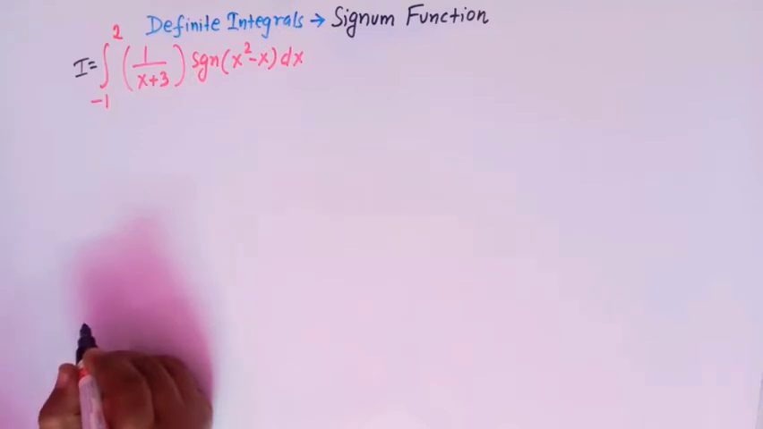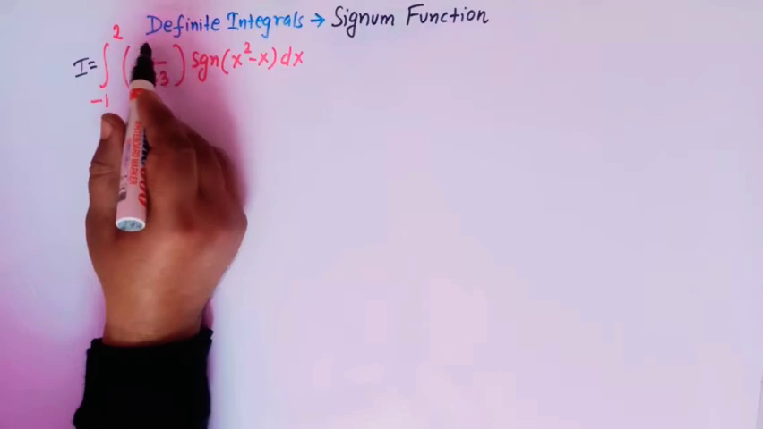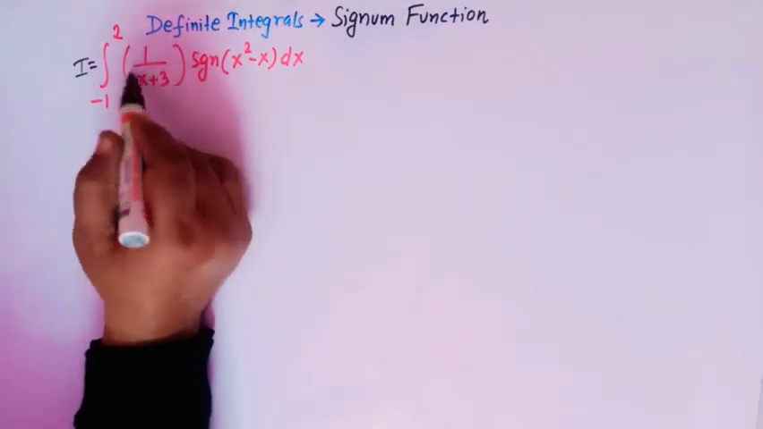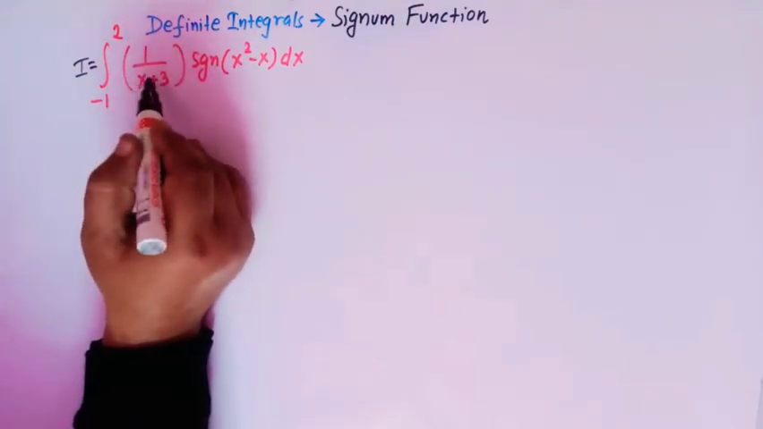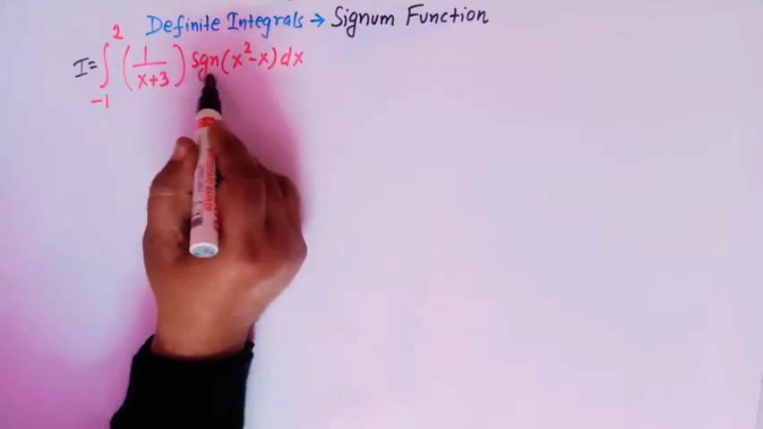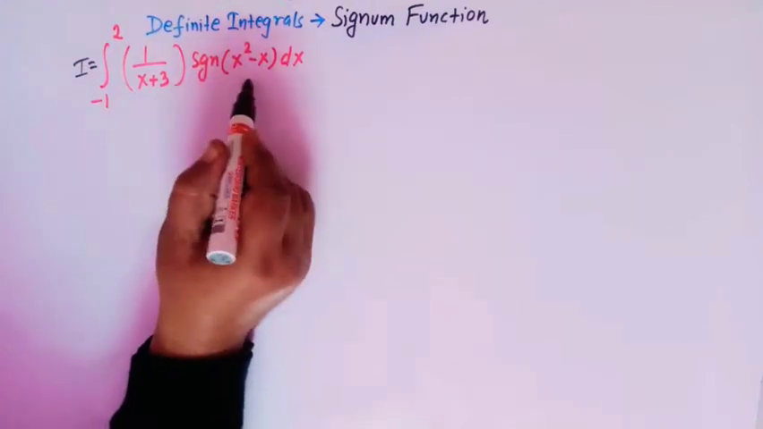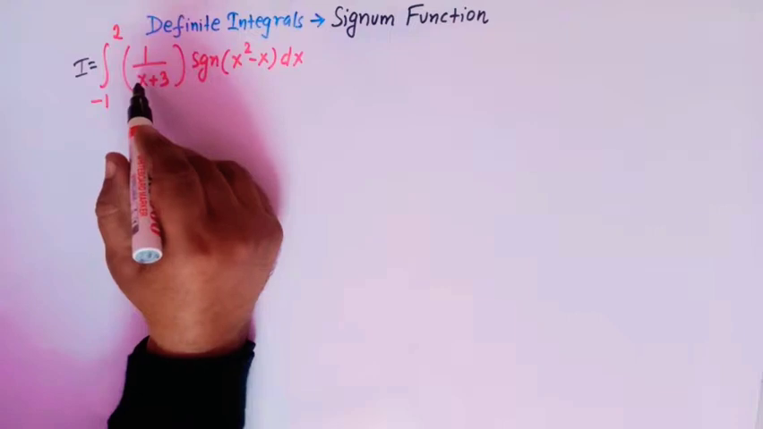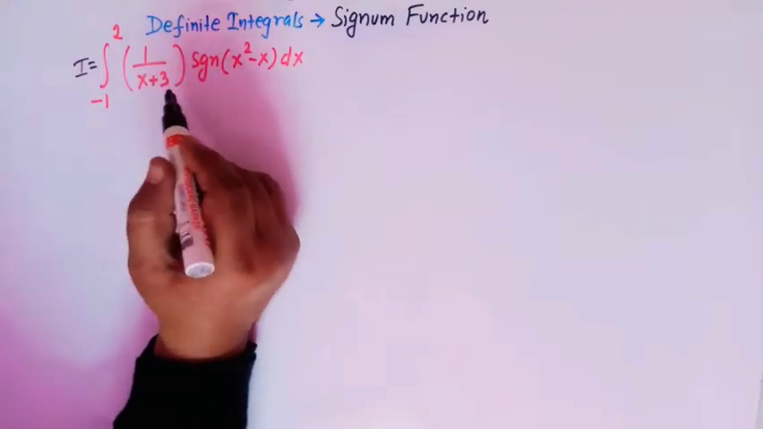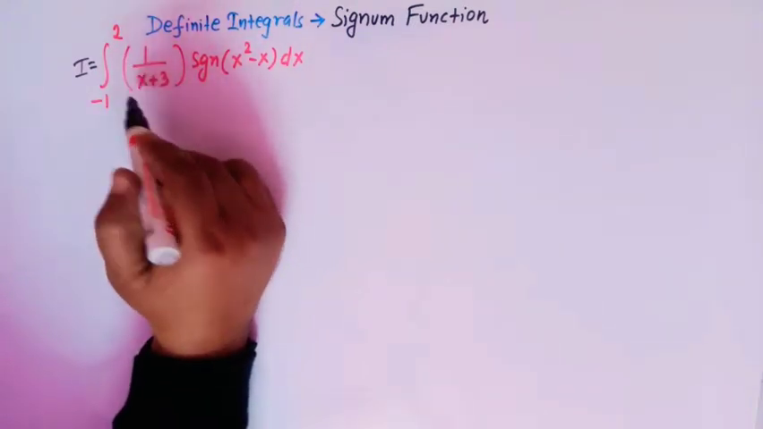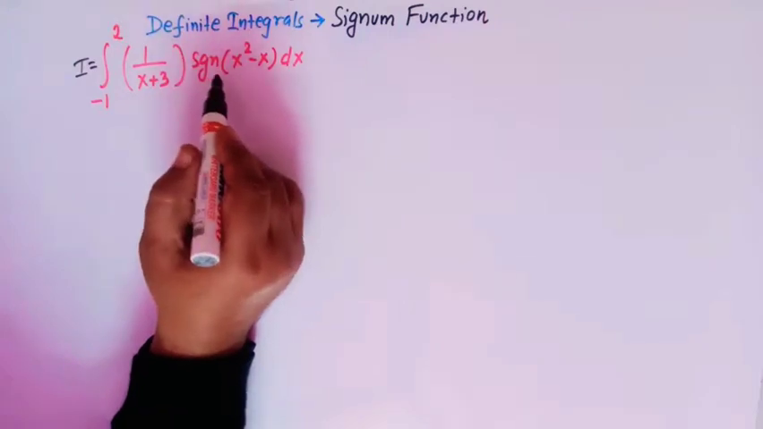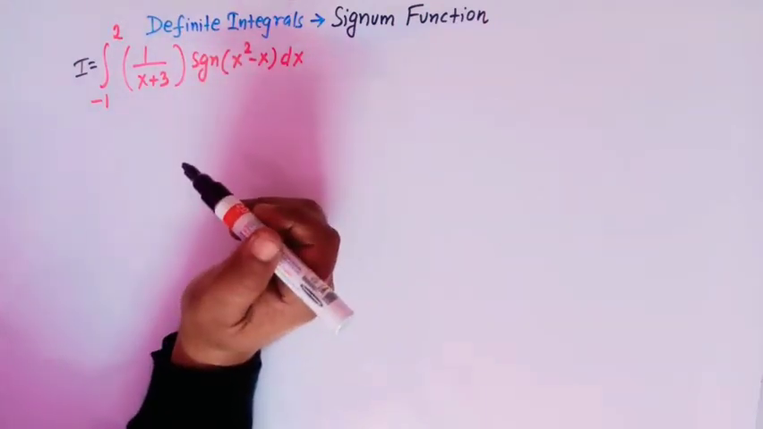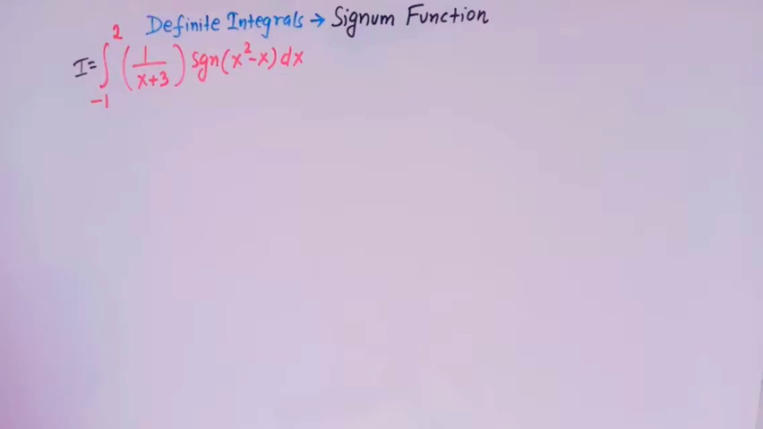Now here we see that this is a rational function, the reciprocal function, and here we have the signum function. So our integrand is the product of a rational function and the signum function. So let us first analyze the signum function.